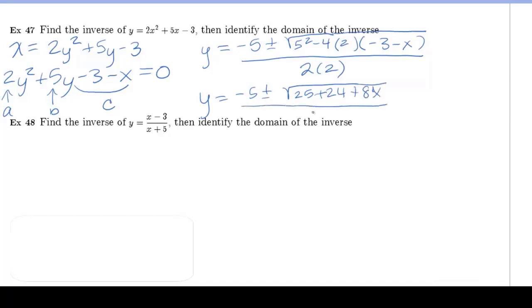All divided by 4. Do one more simplification here. We can add that 24 and 25, so we end up with negative 5. We're only going to deal with the positive here. Again, with functions, we want to make sure that we have only one output. So it would be the square root of 49 plus 8x all over 4.